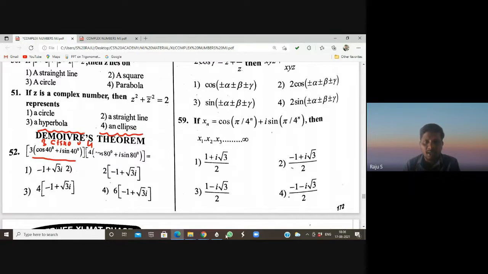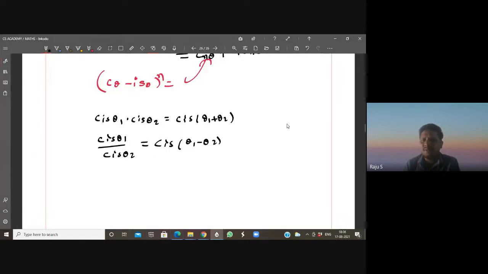Okay, the name. The name means the complex number we can express in terms of cis. Cos theta plus iota times sine theta can be expressed as cis theta, or else this can be written as e power i theta. So we can represent cos theta plus iota sine theta in terms of e power i theta. Then this theorem is called De Moivre's theorem.